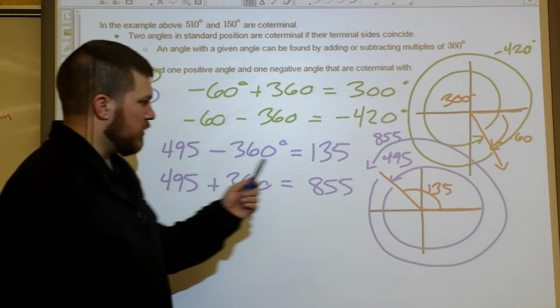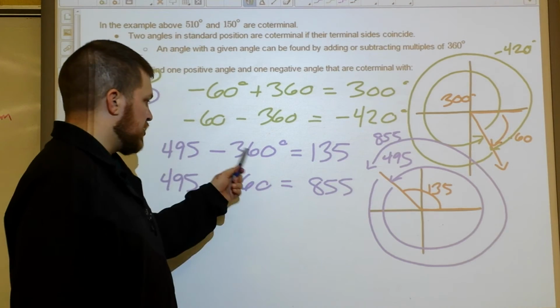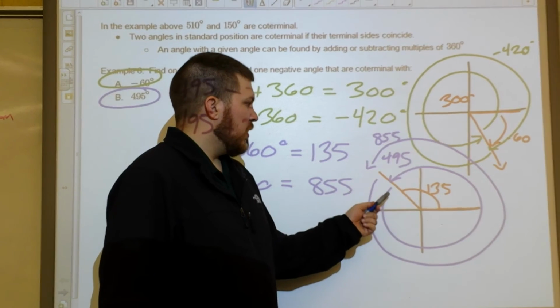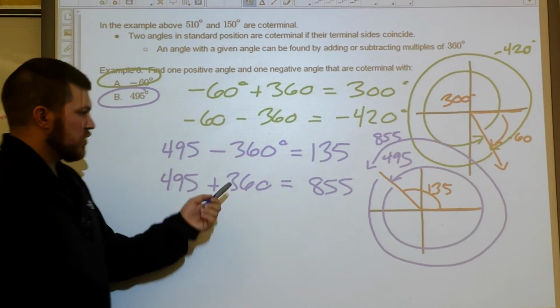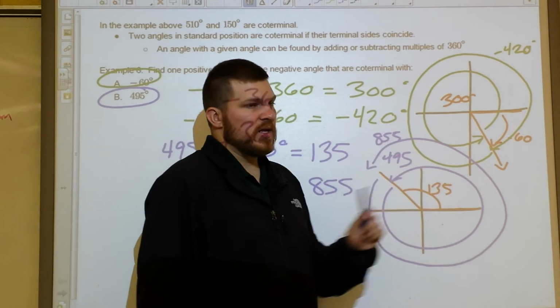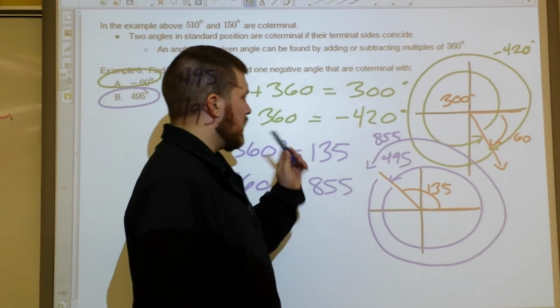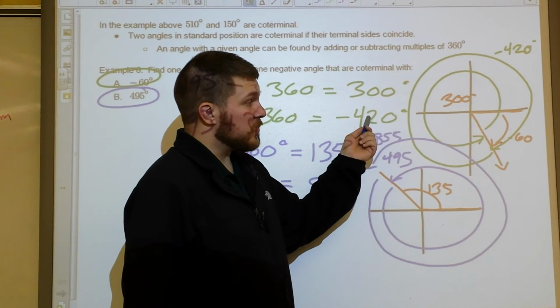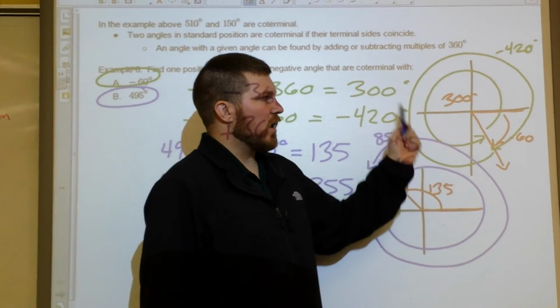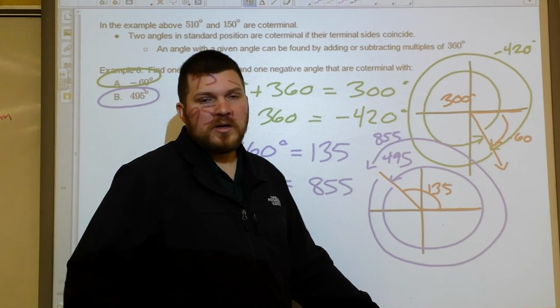I had my original angle, which was 495. I subtracted 360 one time, so then I got to 135. And 495 plus 360 is 855. I just kept spinning around and around and around. Again, if your measurement is positive, you're rotating counterclockwise. If your measurement's negative, you're rotating clockwise, okay, to get there. Just keep that in mind.